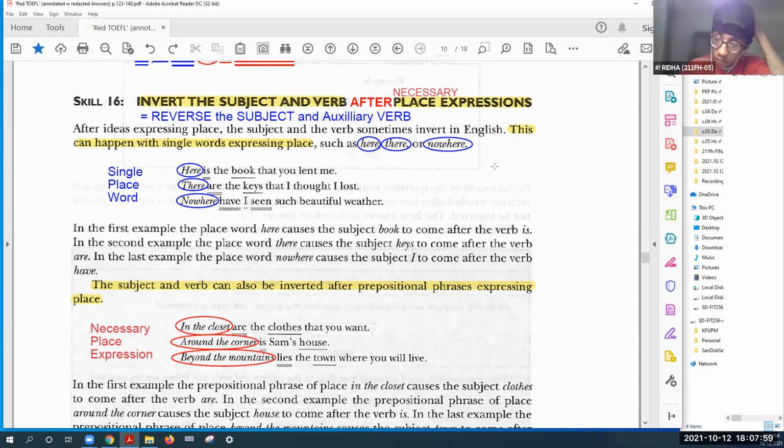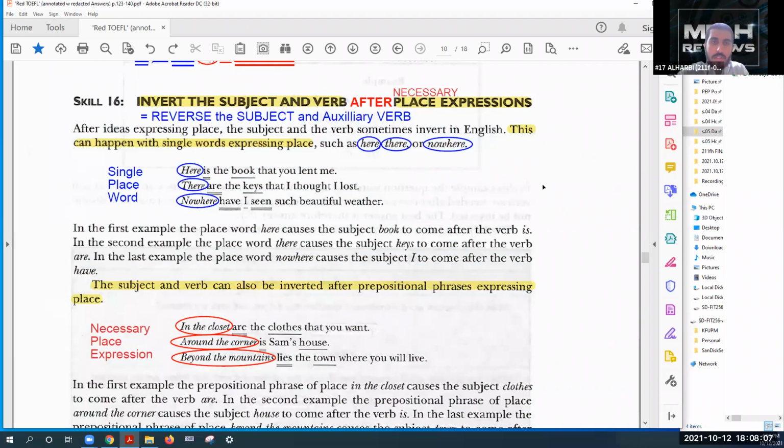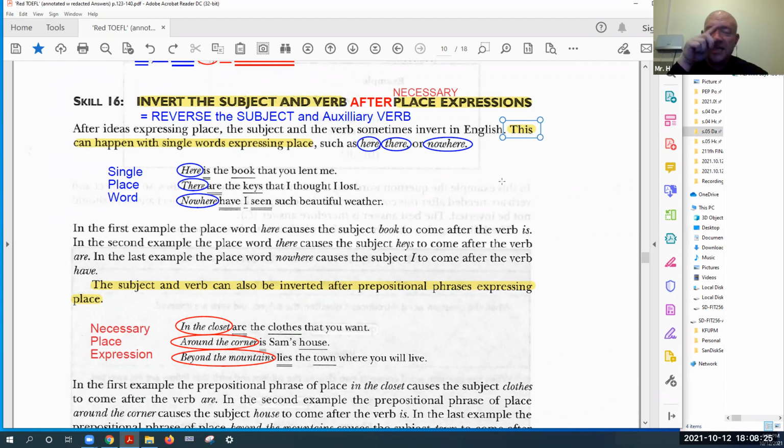All right. So Al-Harbi, let's take a look at this. After ideas, can you read that? After ideas expressing place, the subject and the verb sometimes invert in English. And this can happen with single words expressing place, such as here, there, or nowhere. Now, what is the meaning of single word? What does that mean? A single word. Single. One word, yes. One part, one word, one part, right?